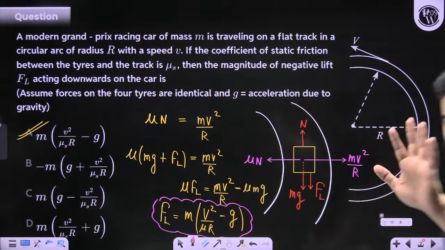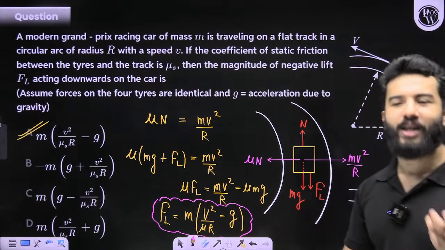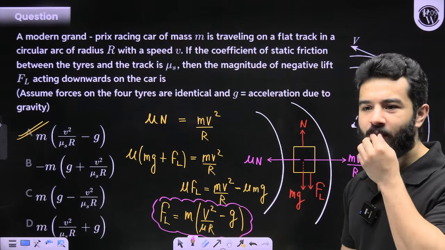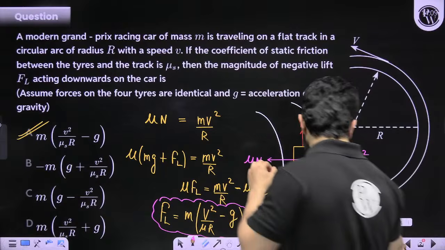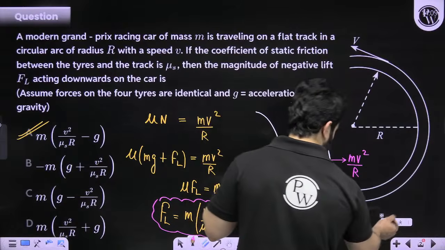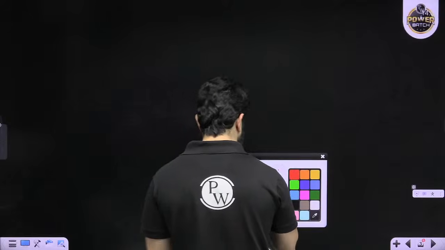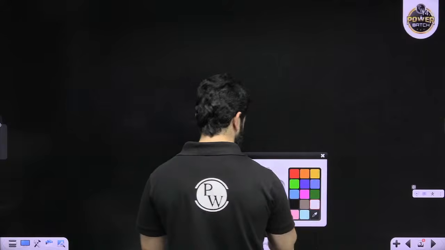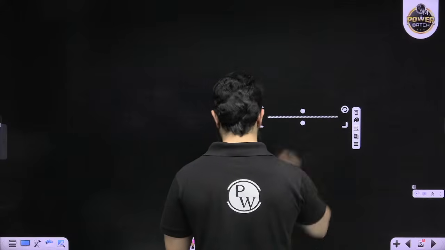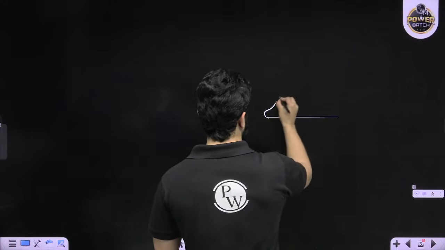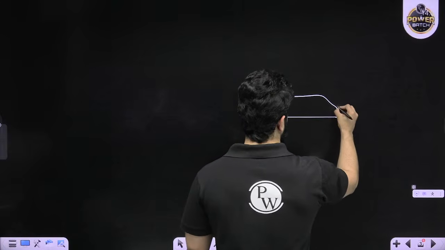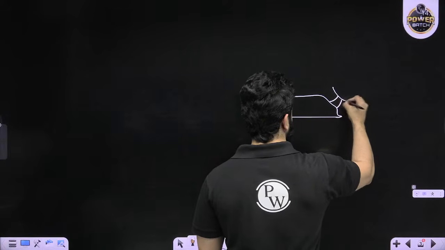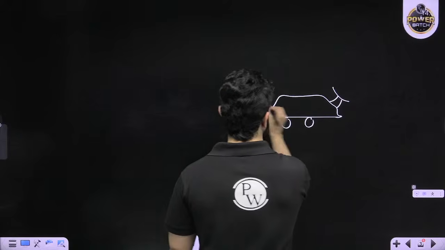Alright, please understand. By the way, let me tell you what this negative lift is. What is negative lift? You have seen racing cars. Do you know about spoilers, right? Let me draw a car for you. Here we have got spoilers like this, if you can understand, right? You have got spoilers like this.